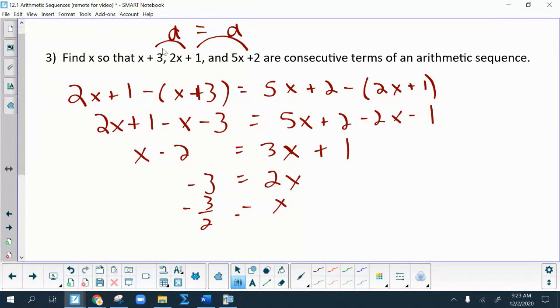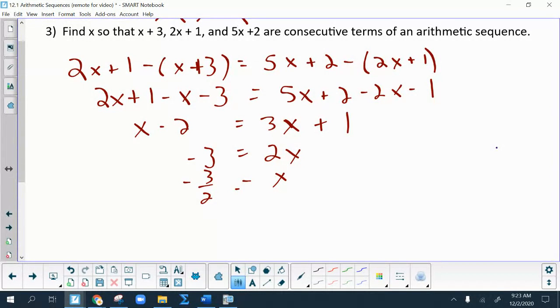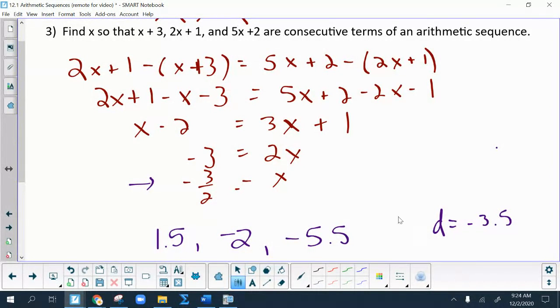So then I'm going to substitute that back into these terms that have x's and make sure that it all works. Because it just said find x, so this would be really where you'd stop, right? Assuming it's correct. So if I put negative 3/2 in for x in each of those terms, I get 1.5 as my first term, negative 2 is my second, and negative 5.5 is my third. And if I do the common difference between each of these, so if I did negative 2 minus 1.5, I get negative 3.5. Okay, which is the same as if I do negative 5.5 minus a negative 2. So it worked out correctly.